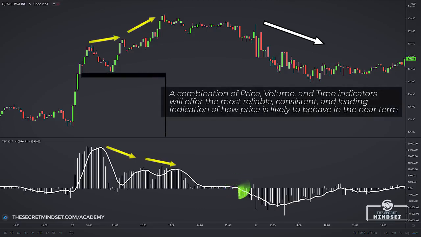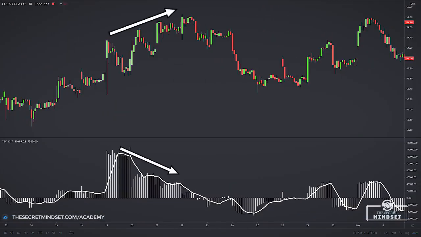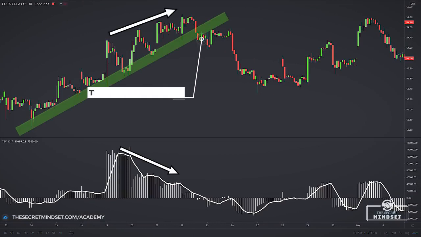A combination of price, volume, and time indicators offer the most reliable, consistent, and leading indication of how price is likely to behave in the near term for short-term trades. So here are other examples of positive and negative divergence trades using the time-segmented volume oscillator.